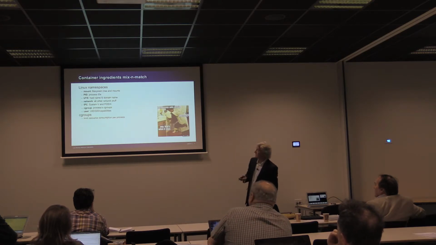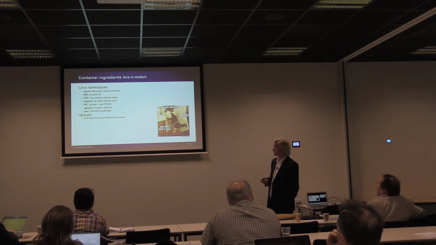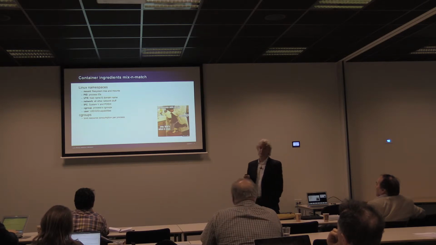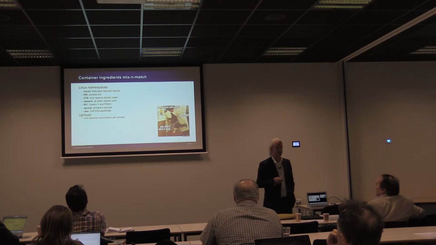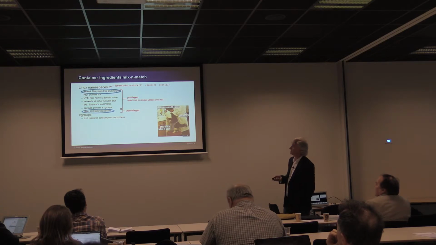So container ingredients, there's more than just this, but these are the ones that you're likely to have heard of. Linux namespaces, which are data structures in the kernel that just give a process a view of the system. There are 7 of them. We'll get into them in a second, but well, why don't we just get into them?